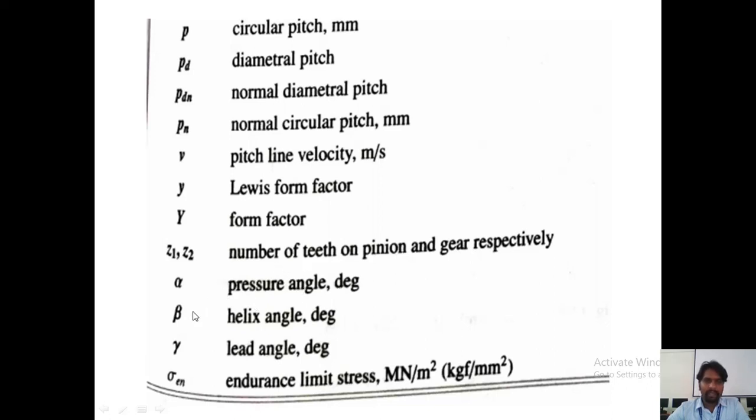Alpha is the pressure angle, beta the helix angle, gamma the lead angle, sigma the endurance limit stress, which is in meganewton per meter square.